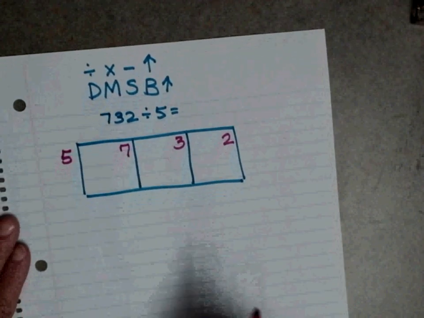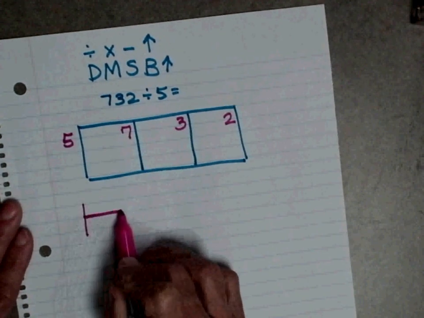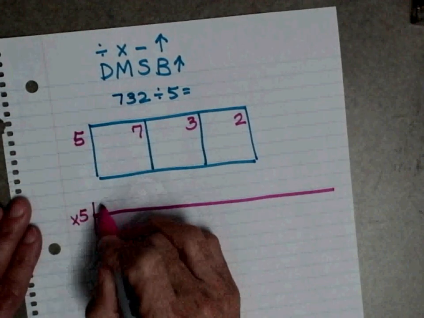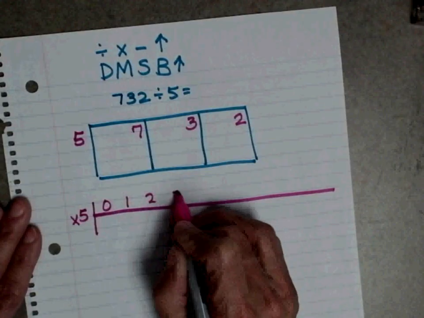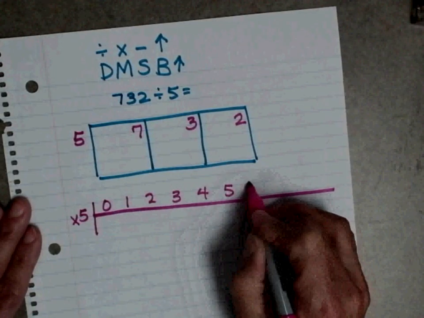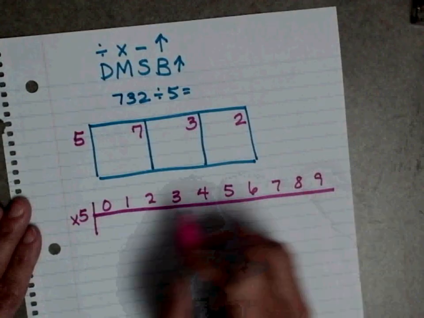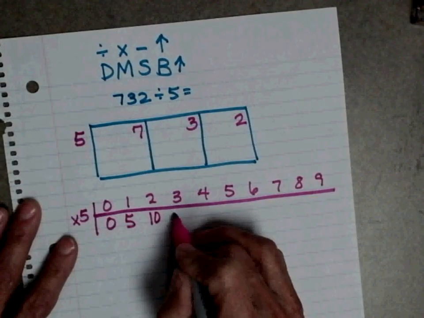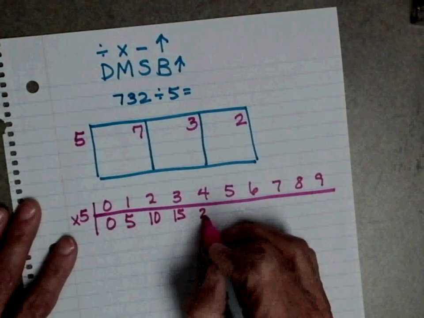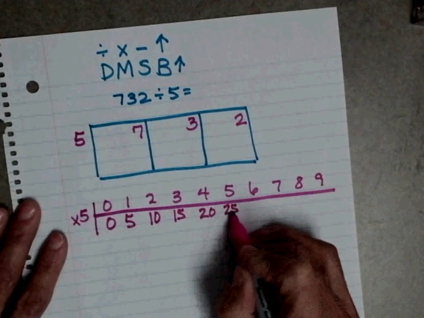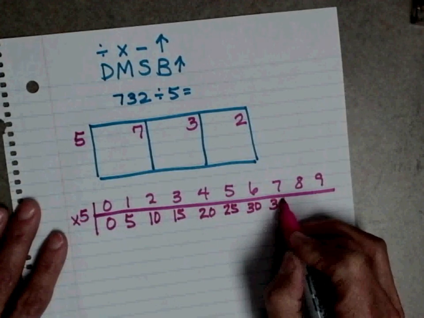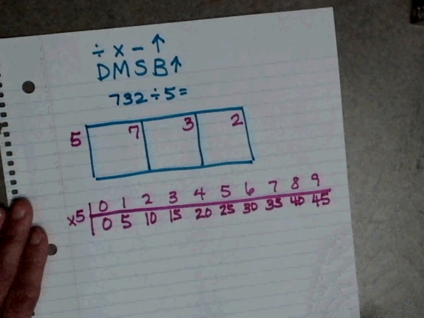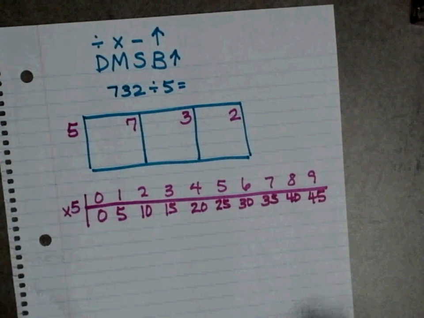And before I get started, I'm going to create my horizontal T-chart of our divisor. So times 5. And I only need to do up to 9. Okay. 0 times 5 is 0. 1 times 5 is 5. 2 times 5 is 10. 3 times 5 is 15. 4 times 5 is 20, etc. So I'm just going to go ahead and fill this in because we're good at skip counting by 5s. And I can stop at 9. And now I'm set. I'm ready to go.